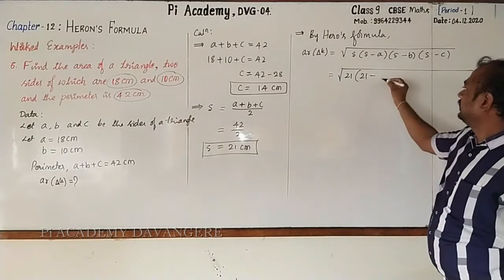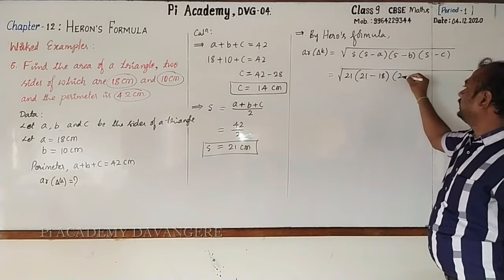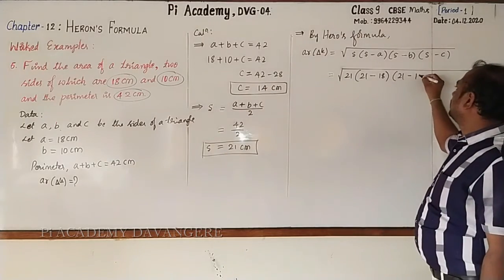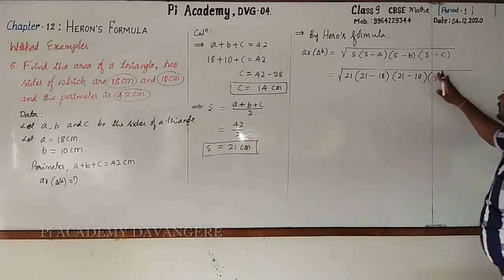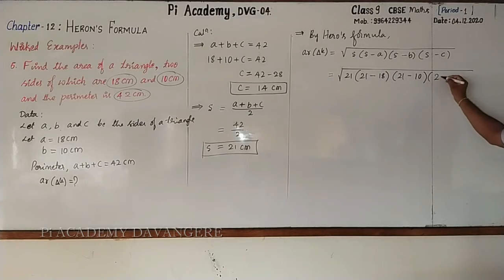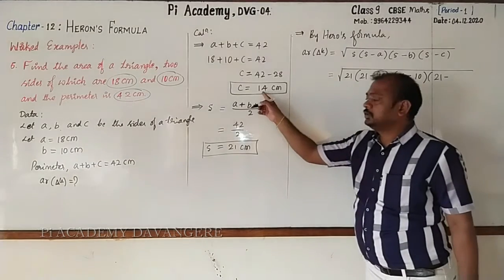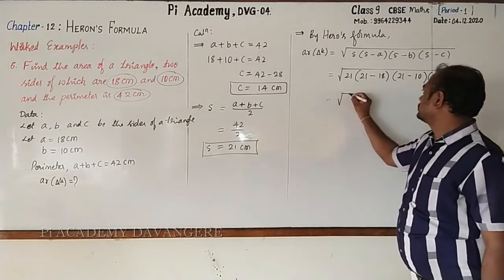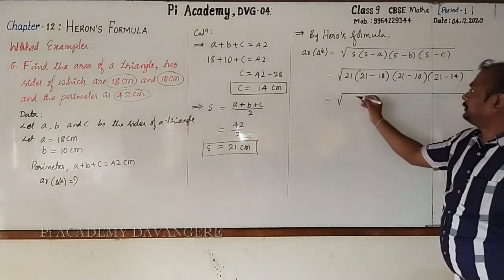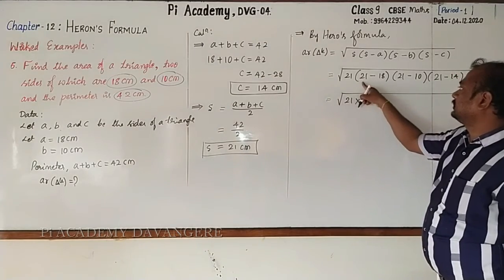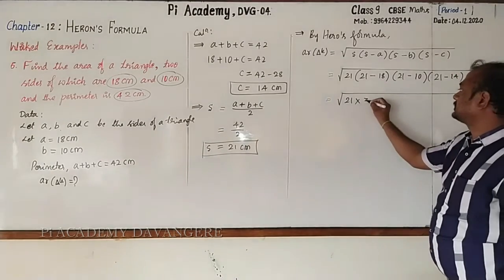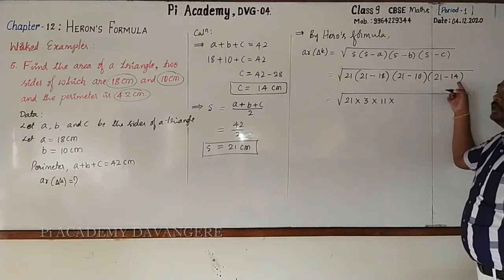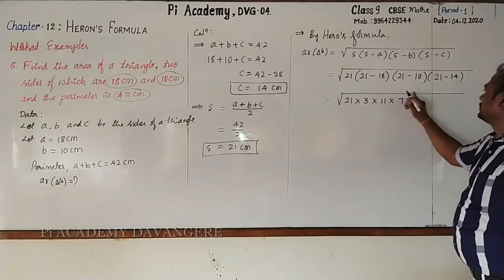This is equal to square root of, where S is 21, into 21 minus A. What is A? It is 18. 21 minus B, it is 10 centimeter. And S minus C, that is S is 21, C is 14. This is equal to square root of 21 into 21 minus 18, this is 3, into 21 minus 10, 11, into 21 minus 14, this is 7.